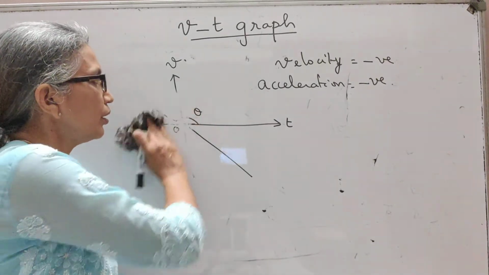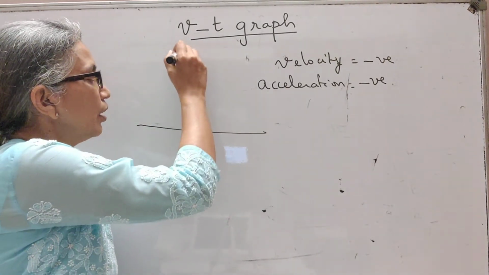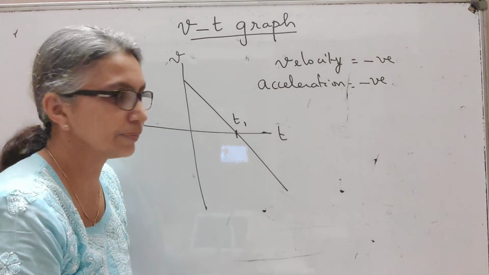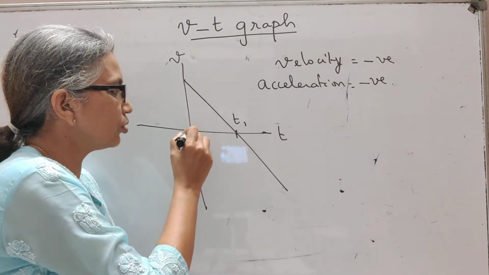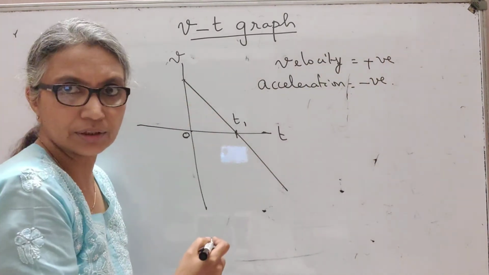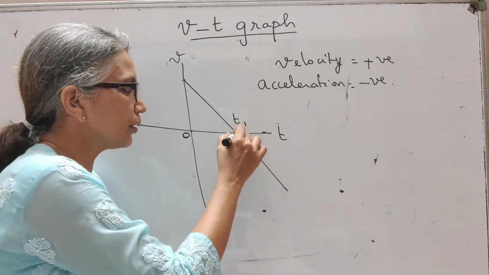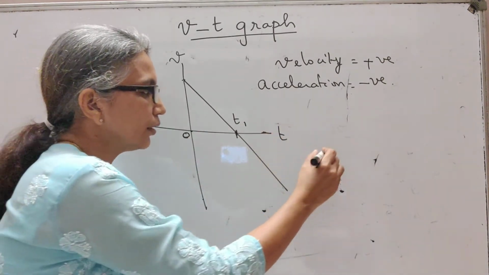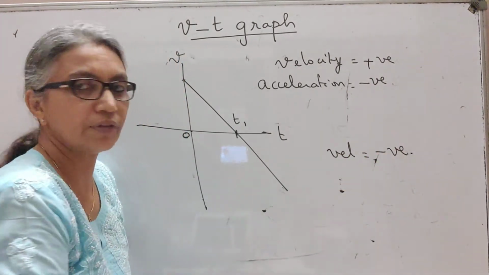And the last graph that you've got there in your textbook is shown like this. It is the VT graph, and this is time t1. Now here you will see, this is the origin. So from 0 to time t1, the body has a positive velocity, because you see this is in the positive quadrant. The body is moving in the positive direction. And then at time t1, the velocity becomes negative. So it is changing direction, and here, in this quadrant, the velocity becomes negative.